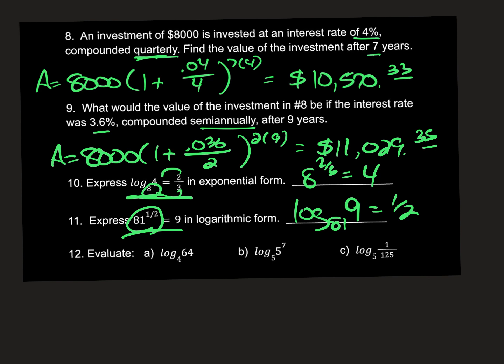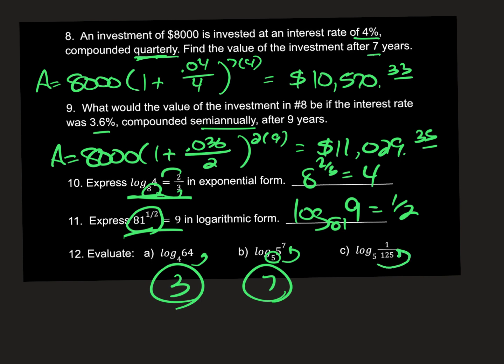Number 12, log base 4 of 64 is basically asking you, 4 to what power is 64? 4 cubed is. The answer to a log is the exponent. This one says, oh my gosh, 5 to what power is 5 to the 7th? I'm going to say that one more time. 5 to what power is 5 to the 7th? Are you kidding me? The 7th.